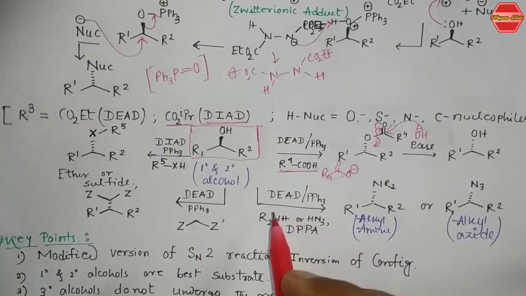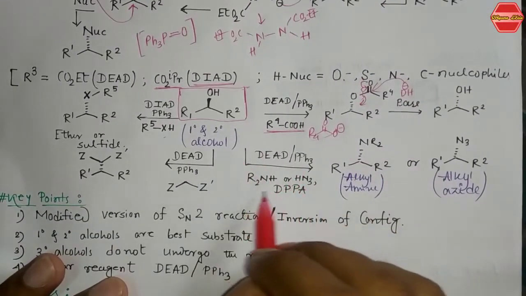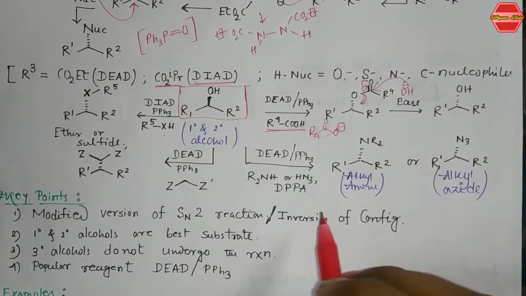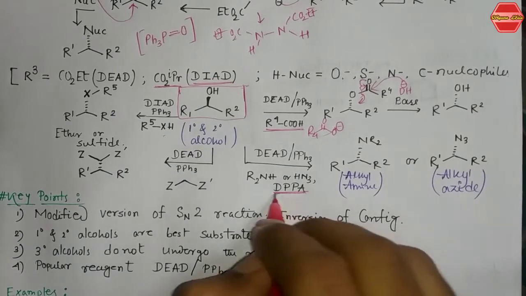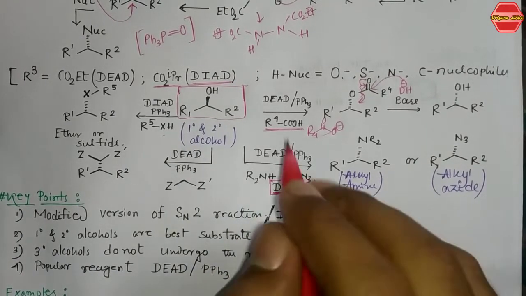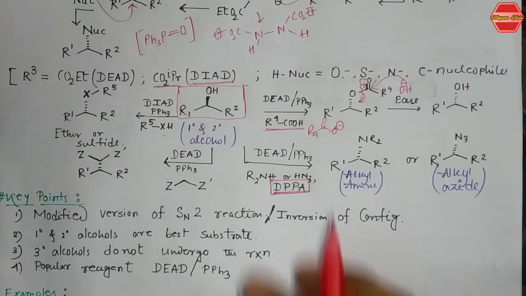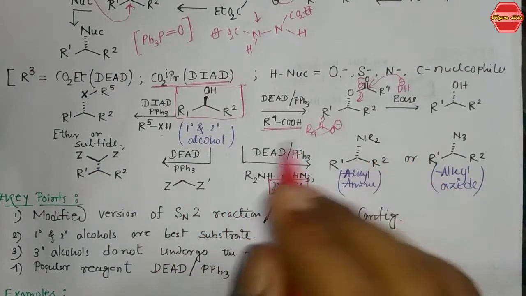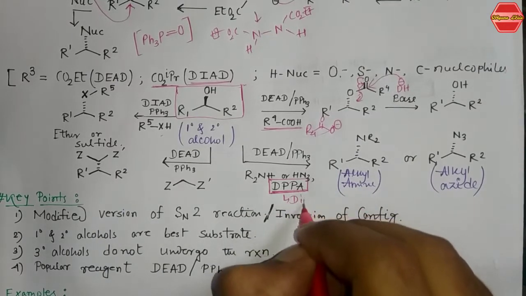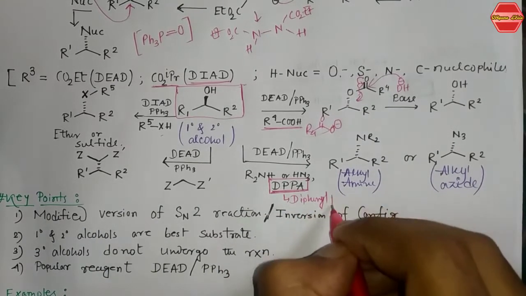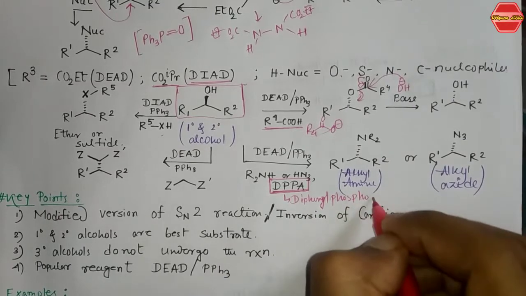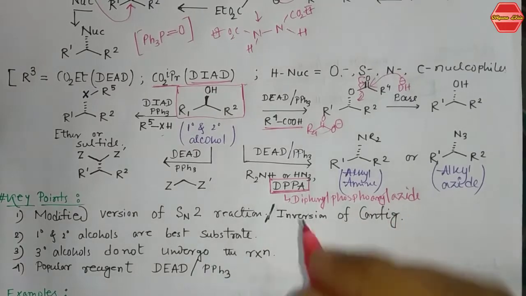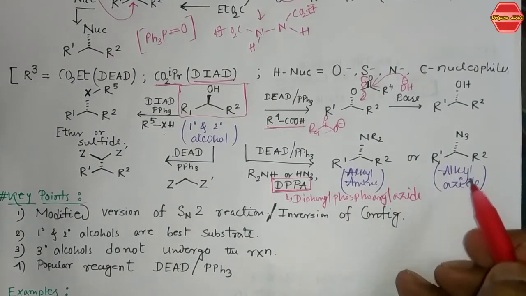Now when we are using the same concept, that is DEAD with R2NH, and this is HN3 and DPPA. Now what about the structure of DPPA? This is a very important reagent for this kind of reaction. DPPA is basically called diphenyl phosphoryl azide. So this is called DPPA, and it is basically a source of azide group.